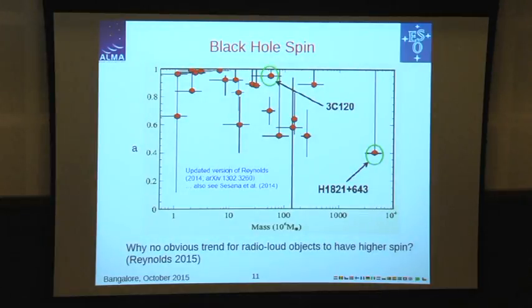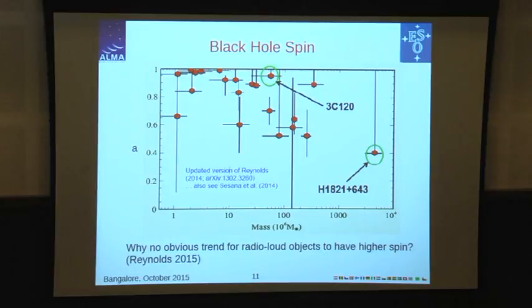Final point on this topic is really to do with black hole spin. The MAD models work best, by far best, at maximal spin, A close to 1. It's therefore somewhat a surprise that when you actually try and measure the spin of the black hole using the relativistically broadened ion line, there isn't really at the moment very much obvious difference between radio quiet and radio loud objects. Now this is based on a sample of a total of 2 radio loud objects, which is not particularly useful, but there they are, 3C120, which we just looked at, and 1921.